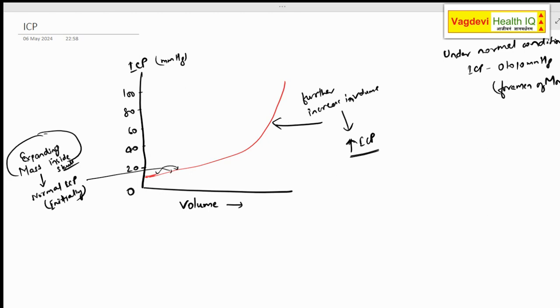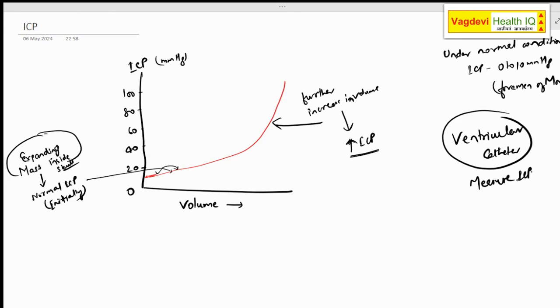However, intracranial pressure is monitored with a ventricular catheter. When we study investigations, we'll learn more about it. The ventricular catheter is used to measure the ICP.